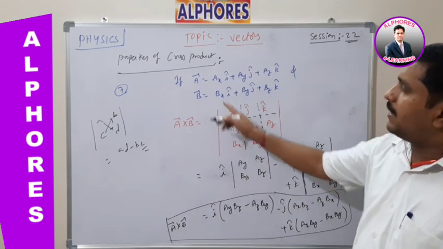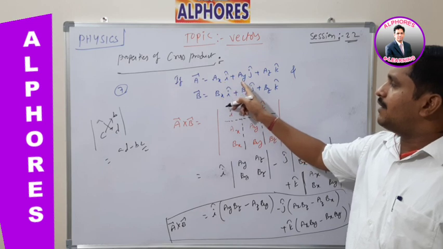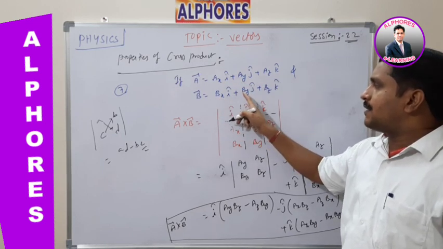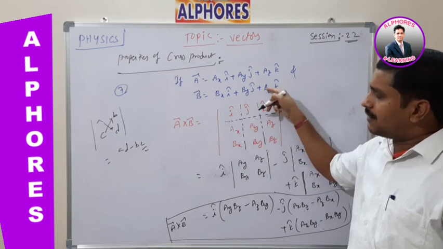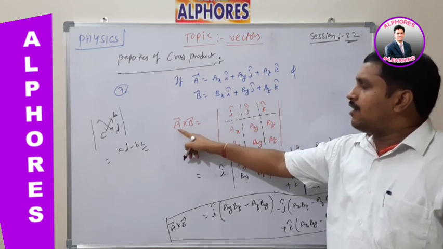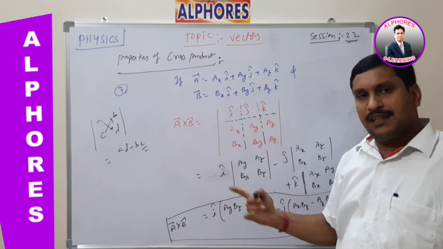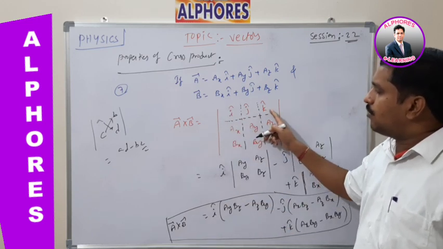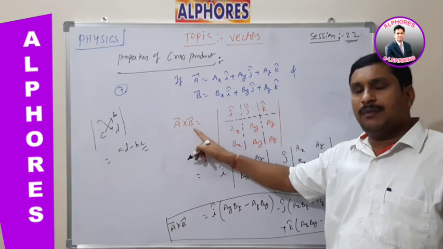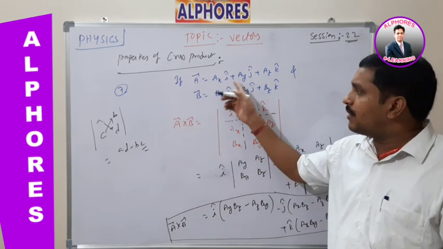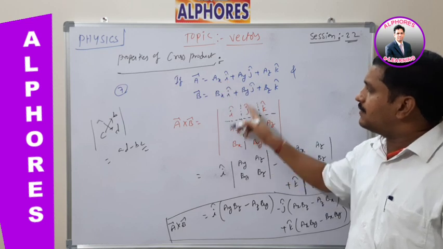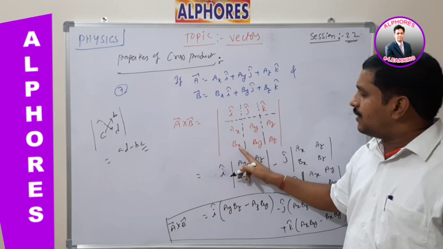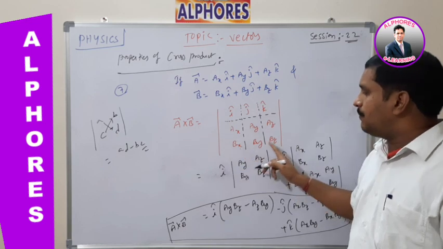That means if I take A bar equal to Ax i cap plus Ay j cap plus Az k cap as one vector, and B bar equal to Bx i cap plus By j cap plus Bz k cap as the other vector, and I have to find the value of the cross product of these two vectors, one method is there. According to the determinant of a 3 by 3 matrix with i coefficient, j coefficient, k coefficient, first you substitute the coefficients of vector A bar: Ax, Ay, Az. The second vector B bar: Bx, By, Bz.